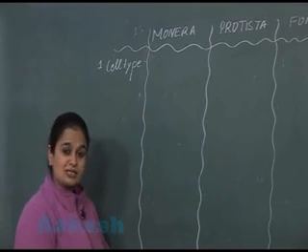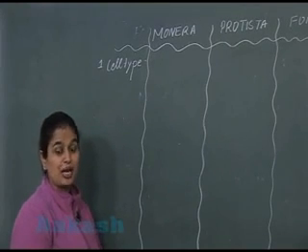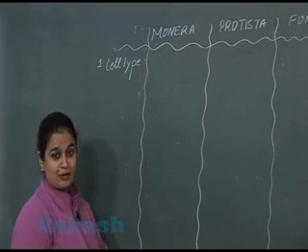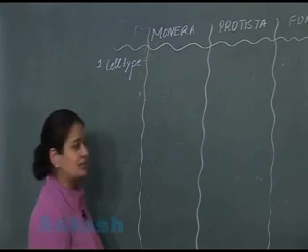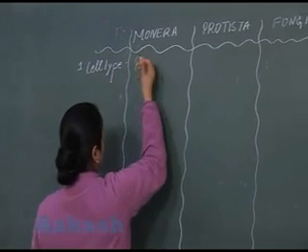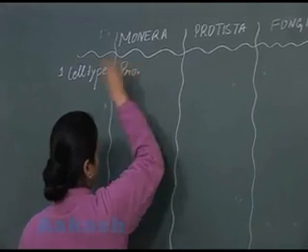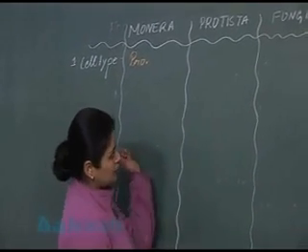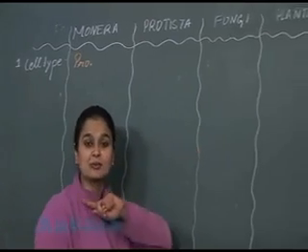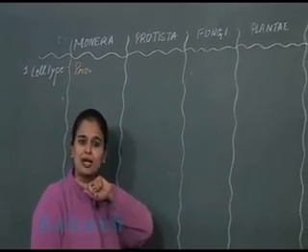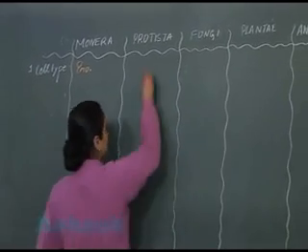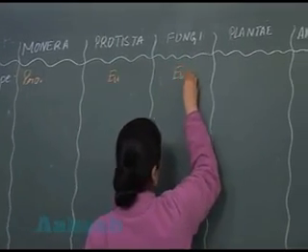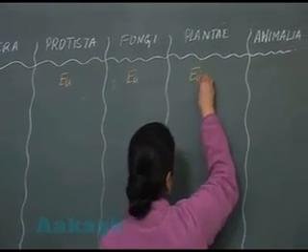Monera, just now we have discussed, they are going to have prokaryotic cellular organization. For prokaryotic I am only writing PRO, and in the rest of the kingdoms there is presence of eukaryotic cellular organization. For eukaryotic, please use this short form.